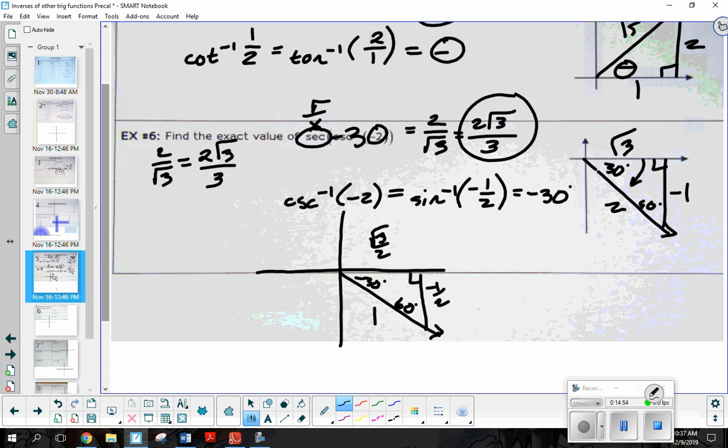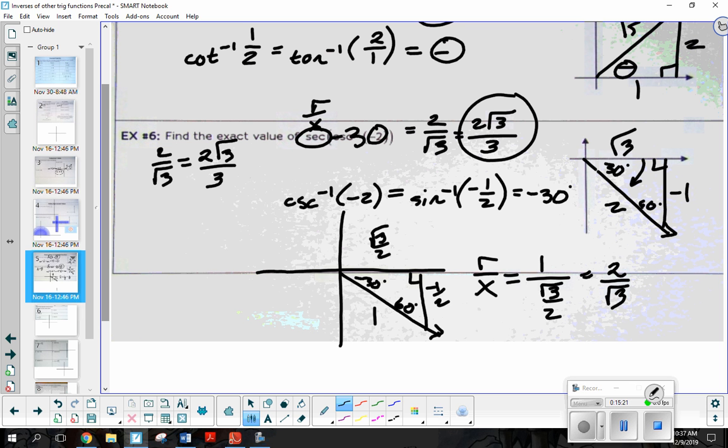So again, secant wants r over x. So r over x, the radius being 1, over x, square root of 3 over 2. Well, what do I do when I'm dividing by a fraction? You multiply by the reciprocal, but this gives me 2 over the square root of 3, which becomes the exact answer we already found. You would just have to rationalize it.